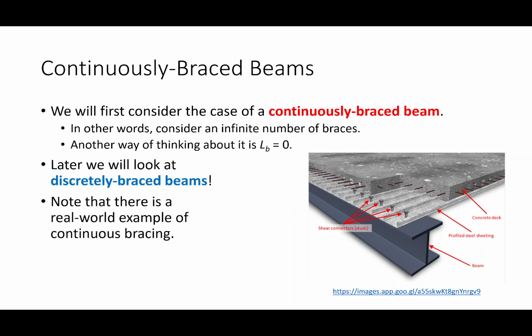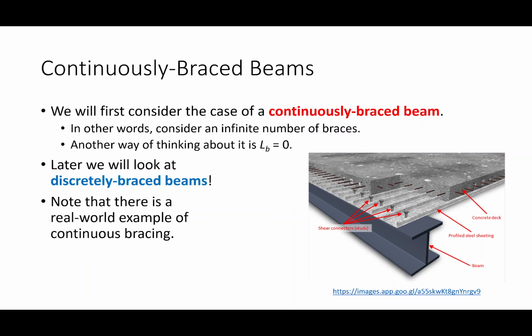Now, okay, so first question is, would that ever happen in real life? This is a perfect example of it, okay? In this case, we have shear connectors that are acting integrally with a concrete slab or a concrete deck such that the entire length of the compression flange is prevented from moving laterally, okay? Right, so that would be the first example of a continuously braced beam.